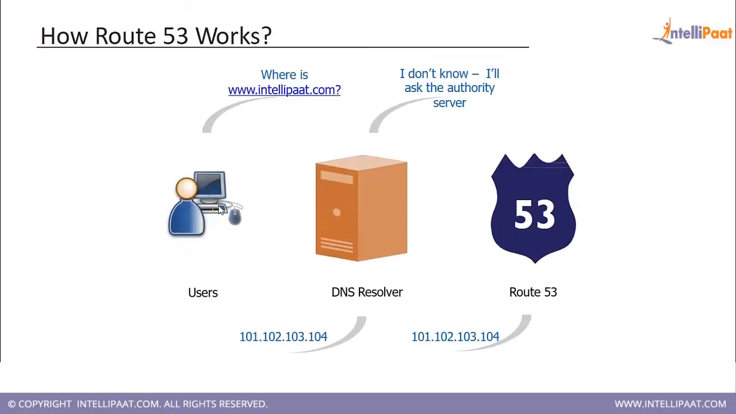A user is sitting on the computer, and he is looking for a website, www.example.com. The request comes to the domain name server, and the domain name server, if it has the records, will forward it. If it does not have, it will say, I don't know, and I will ask the authority server. So the authority server is when the request goes to Route 53, and Route 53 reverts back with the IP address of the example website, and it forwards it to the DNS resolver, and finally the DNS resolver forwards it to the user.